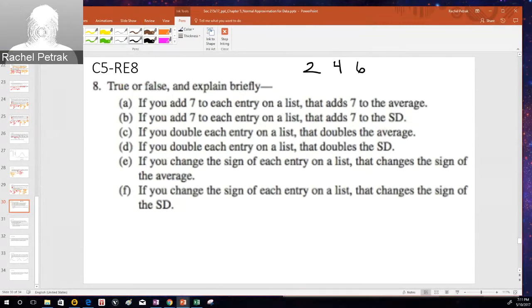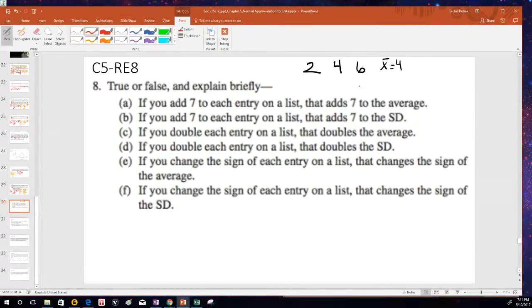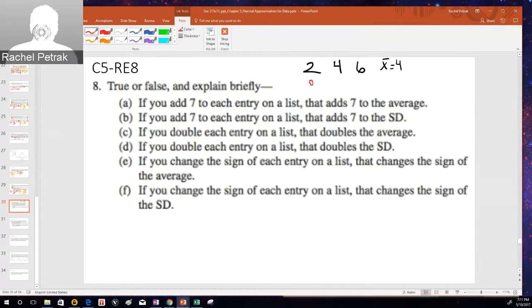So if you add 7 to each entry on the list, it adds 7 to the average. Well, if we got the average of these numbers, it would be 4. I planned this to make it simple like that. So let's say we added 7 to each of these. They would be 9, 11, and 13. And the average would be 11. So yes, it adds 7 to the average.